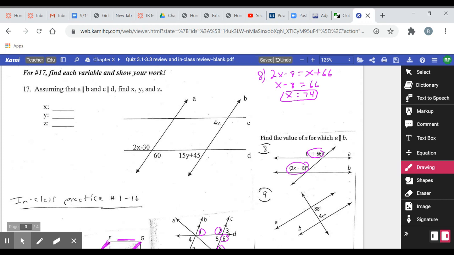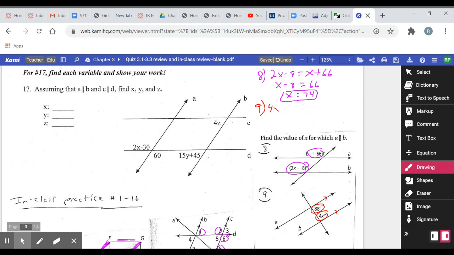If you look at number 9, if I look at these 2 angles and think what kind of angles are they, those 2 are same side interior angles. And if you think, okay, if these lines A and B are parallel, what would I know about these same side interior angles? They would be supplementary, which means, again, they add up to 180.